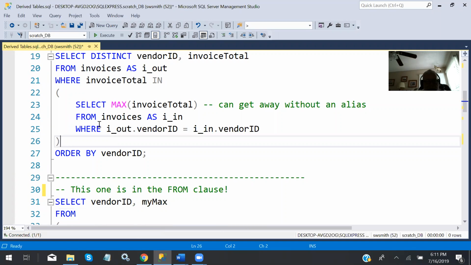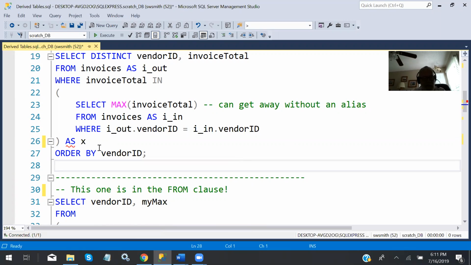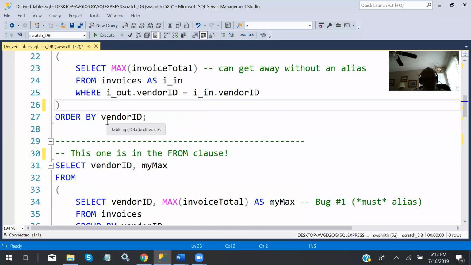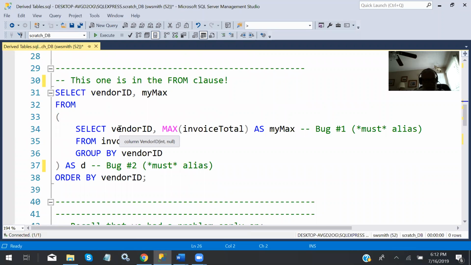Now, I wonder what would happen if I gave him a name as X. He's going to throw me an error. Okay. It wouldn't surprise me if there were products that allowed you to name this table, but there's no reason to. This one has to be named in all database products.